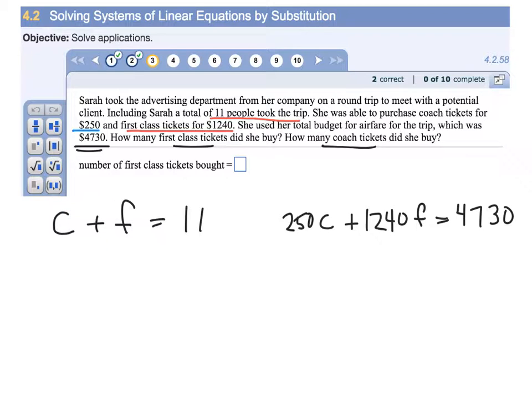So we need to get one of these variables alone, and it doesn't matter which one you get alone, just get one alone. And in this case, I'm going to do coach is equal to 11 minus f. So that's the important formula right there. And then what this C means, C is equal to 11 minus f. So wherever we see a C over here, we replace it with 11 minus f.